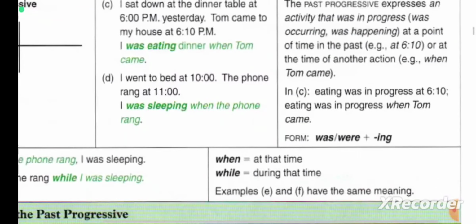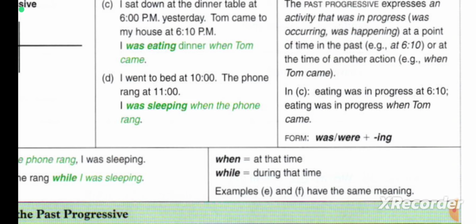Let's look at example D. I went to bed at 10. The telephone rang at 11. So it means maybe I went to bed and fell asleep from 10 p.m. to 5 a.m. So this is the first action: I went to bed at 10. The phone rang at 11. This is the second action.